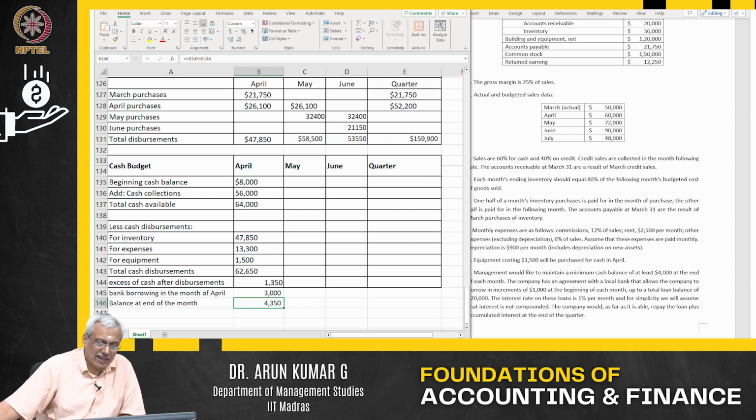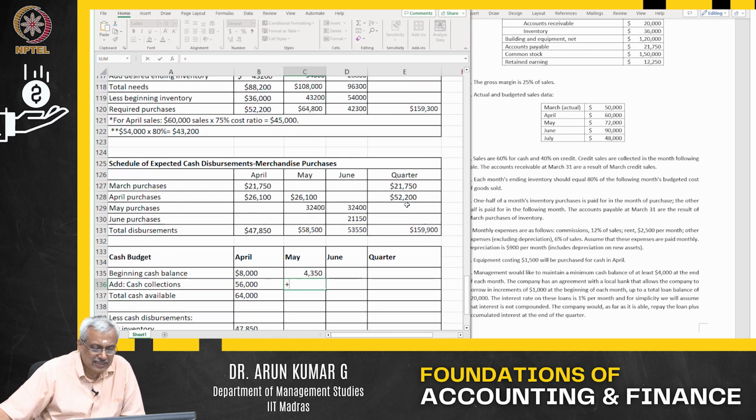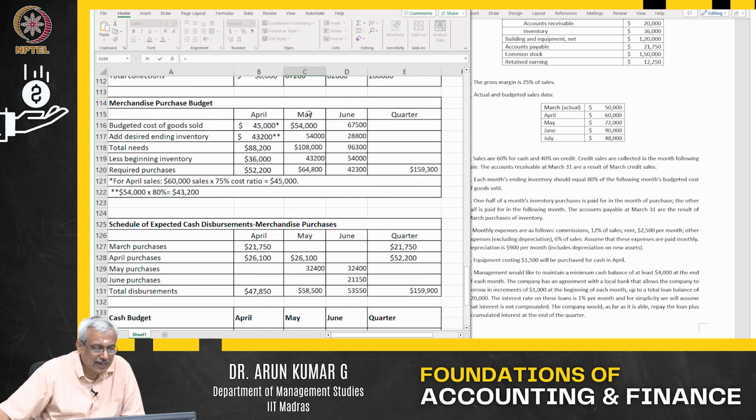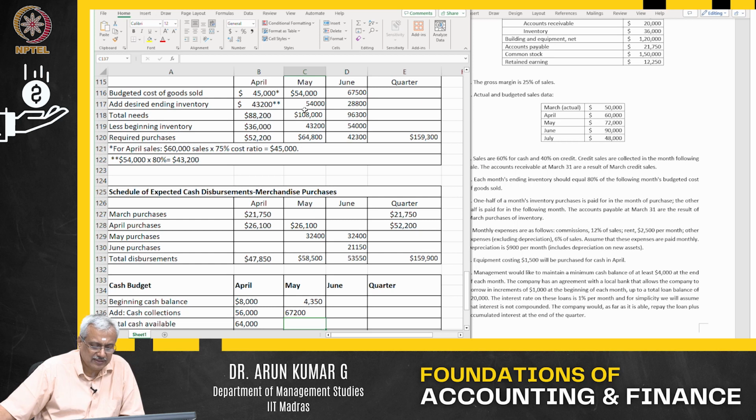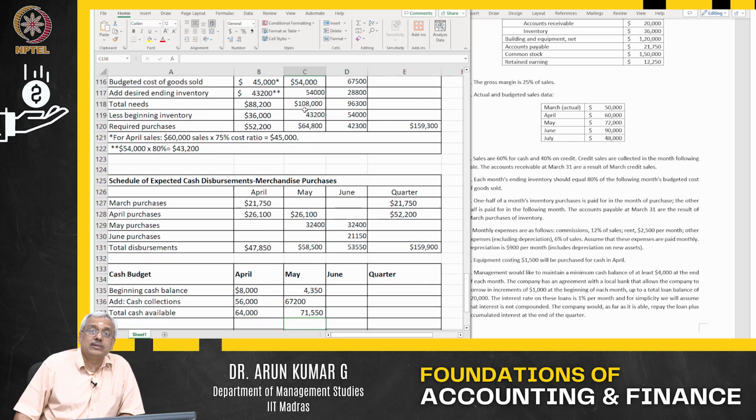What happens to this balance? This balance will become the opening balance for the month of May. This is the opening balance for the month of May. Now, what is the cash collection in the month of May? Let us look at the cash collection for the month of May. Is cash collection for the month of May 67,200? Yes, cash collection. So, this is the total cash available for the month of May.